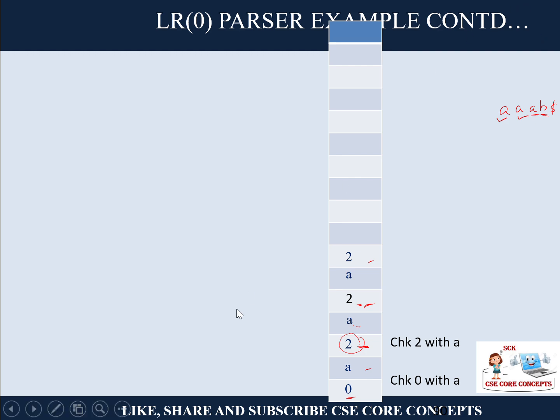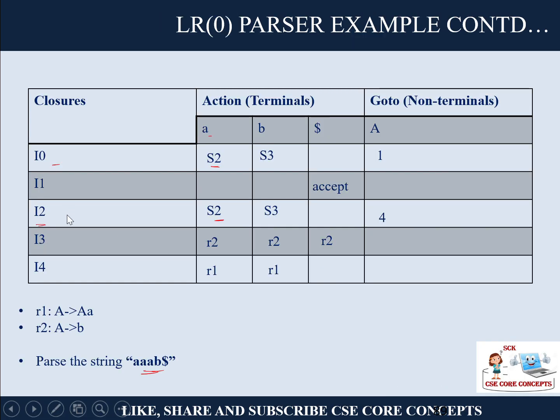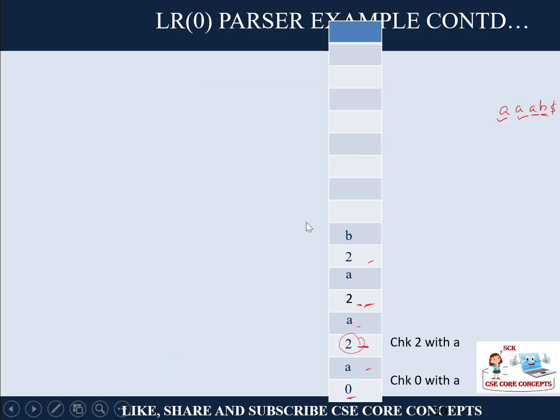For b, you are right now at closure number 2, the top of the stack. From I2, if you want b, you have to move to 3. So now what will you push into the stack? b and 3. Done? Now what is your next string element? Dollar. You have reached the end of the string.